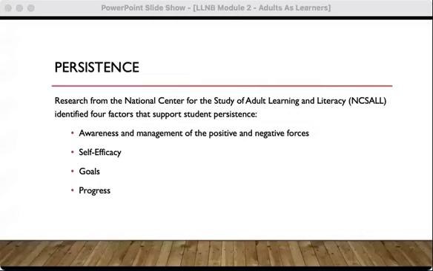And finally, progress. Goals only support persistence when learners can see they are making progress towards those goals. Tutors must provide learners with opportunities to measure and evaluate their progress. It's one of the reasons we suggest breaking down big goals into smaller ones, and then taking the time to help the learner identify when they have met those goals.